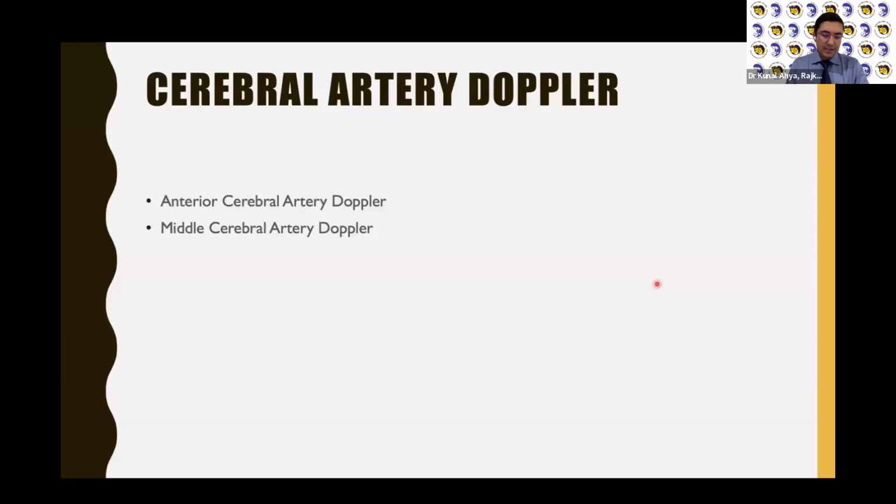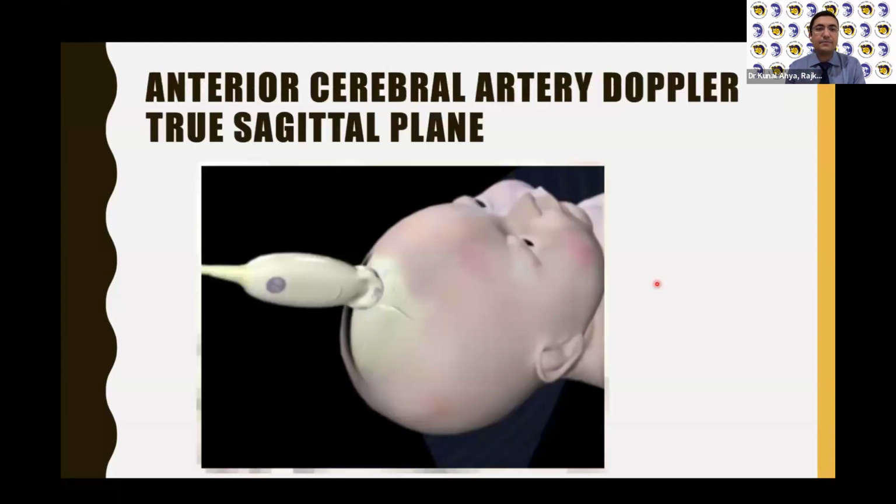Next, what is important is the cerebral artery Doppler. So we look mainly at two arteries, that is the anterior cerebral artery Doppler and the middle cerebral artery Doppler. Sorry that I am rushing through it, but I need to cover all the aspects.